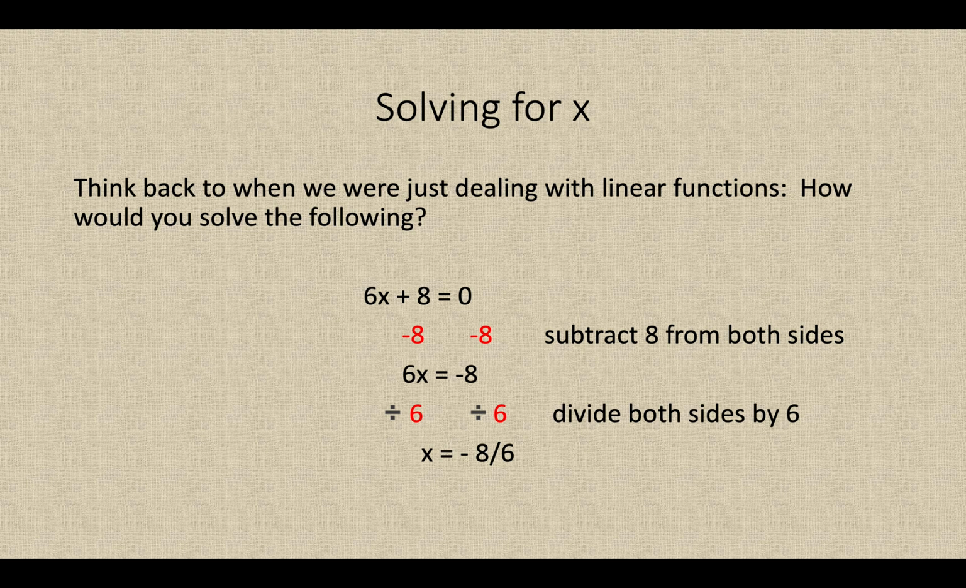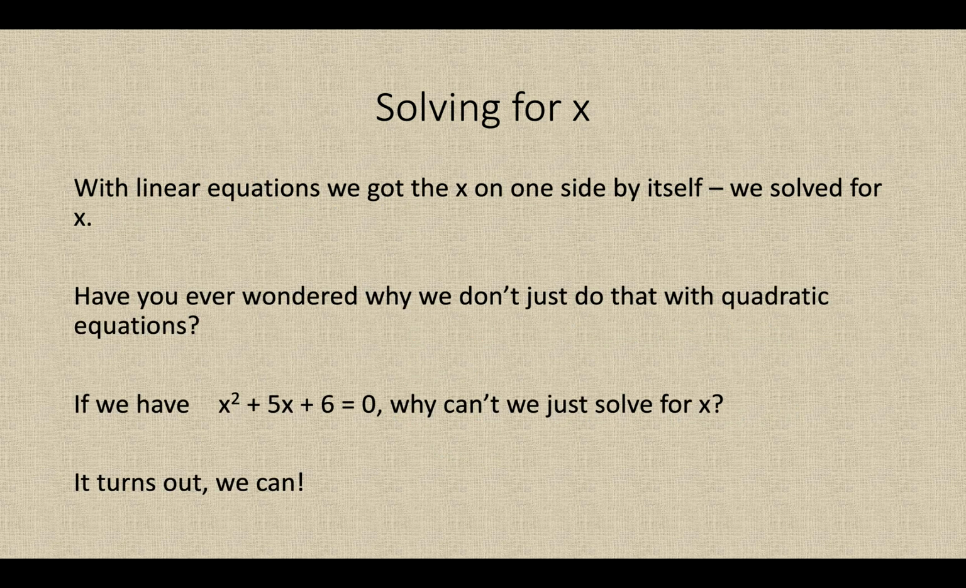So here's how I did the solving for x for this equation. I started with 6x plus 8, and I moved the 8 to the other side by subtracting 8 from both sides. So I end up with 6x equals negative 8. I've got 6x, so I divide by 6, and I do that to both sides to keep it balanced. And I end up with x equals negative 8/6. And you could simplify that to negative 4/3 if you like. But we have found what x is.